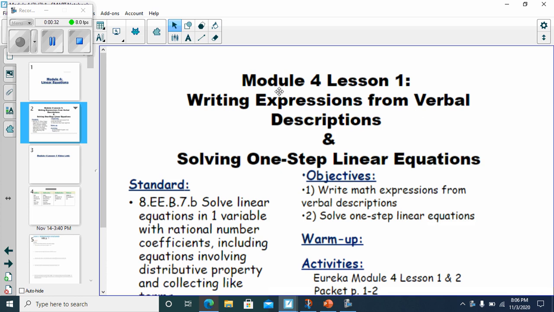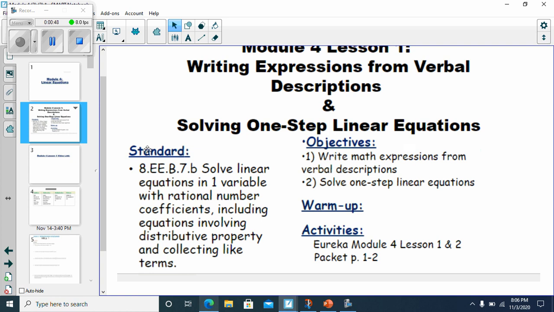Now, this first lesson, Module 4, Lesson 1, is going to be writing expressions from verbal descriptions. We're going to do a small amount of that just so you can remember how to write expressions from verbal descriptions. And then we're going to solve some one-step linear equations so we can build our way up into what we're doing.